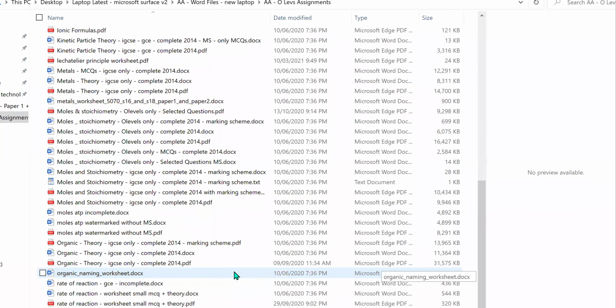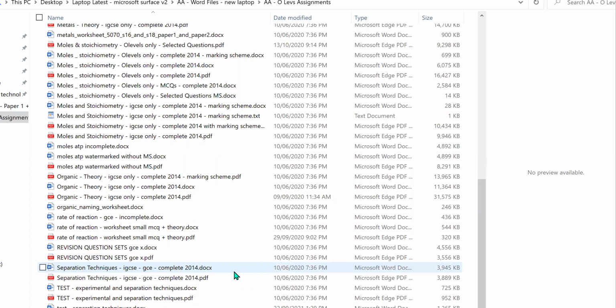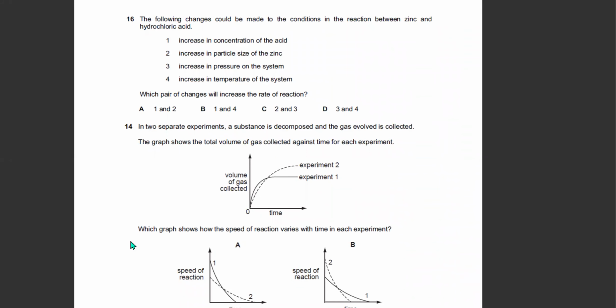So we can start with the rate of reaction worksheet. Let's do first rate of reaction, and then we'll do the equilibrium worksheet. So starting with this one, let's just pick here. First one. Let's start with the first one.